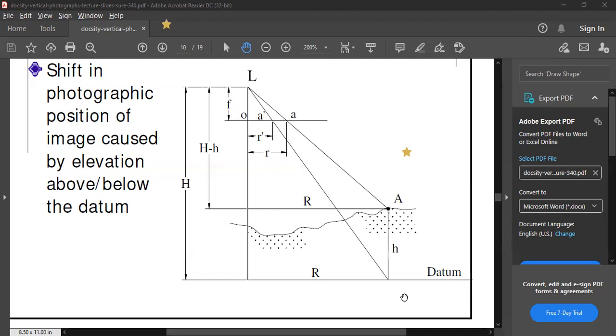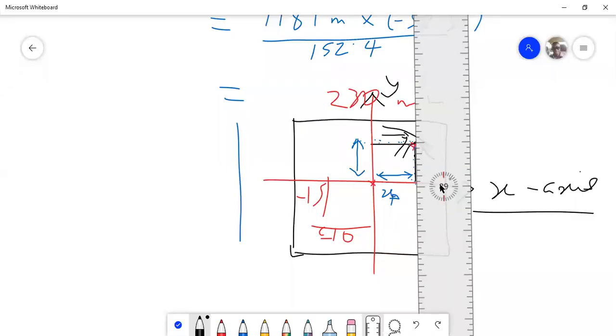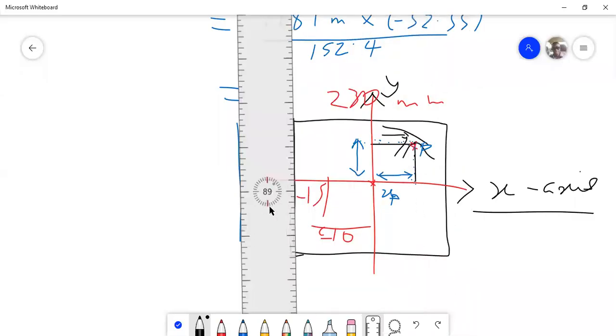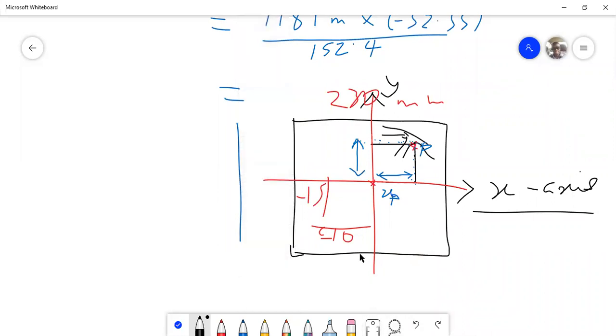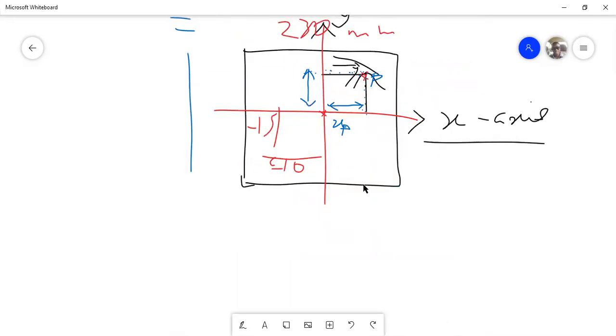So always use the principal point. Are you okay? Yes, sir. You measure from the principal point. The principal line comes to the principal point from the perspective center. Is that okay? Great.